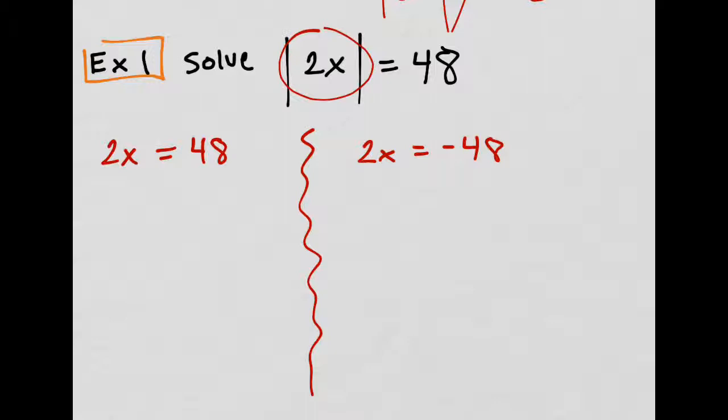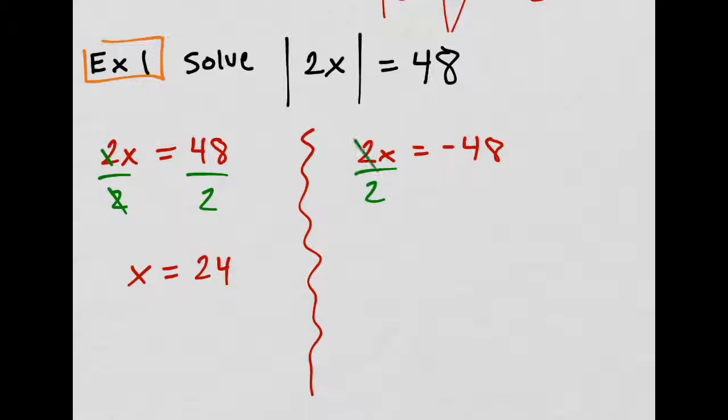That's because the absolute value is just talking about the distance from 0. So if this thing was negative 48, it would come out as a regular 48. So it's also okay to be negative 48. We'll solve this. Hopefully this is easy. Here you just divide by 2. We know how to do that. And you get x equals 24. Then you do the same thing over here and you get x equals negative 24.